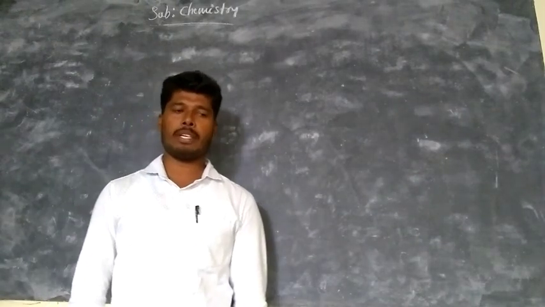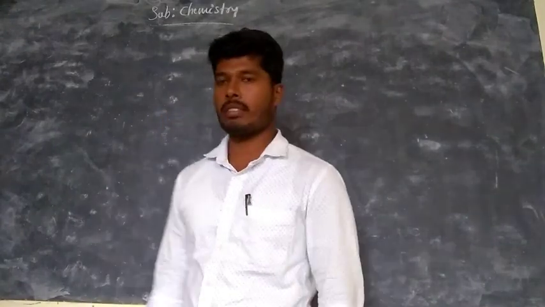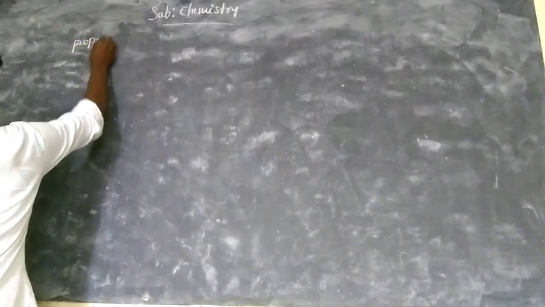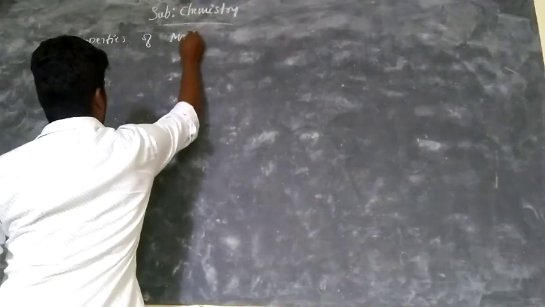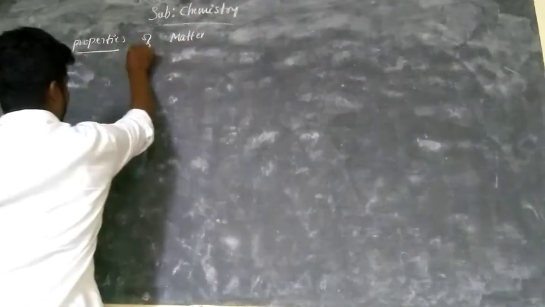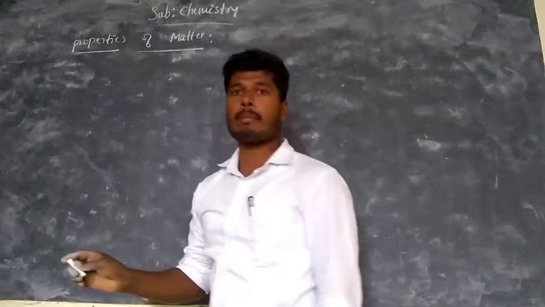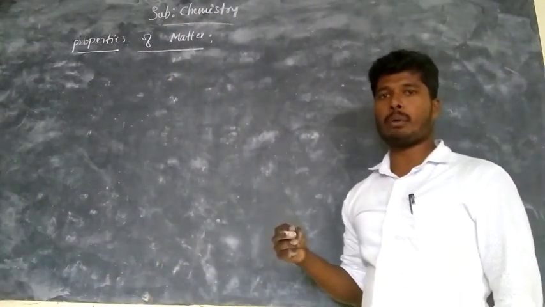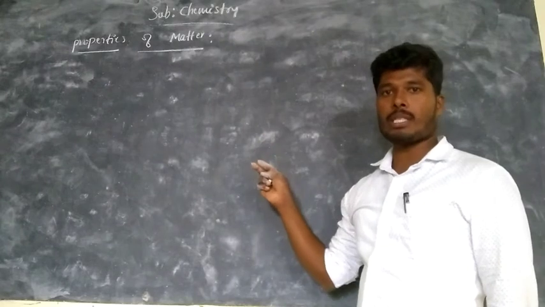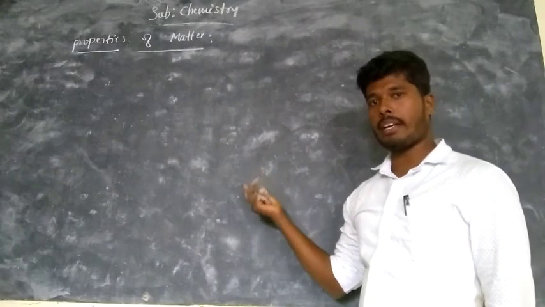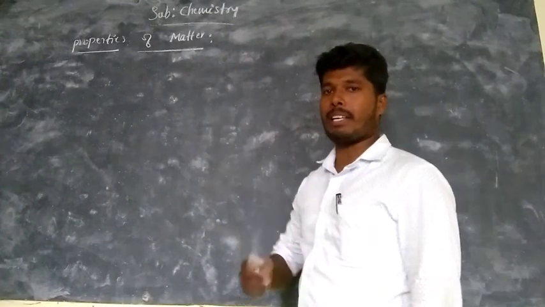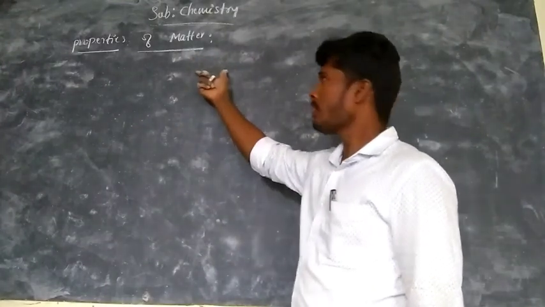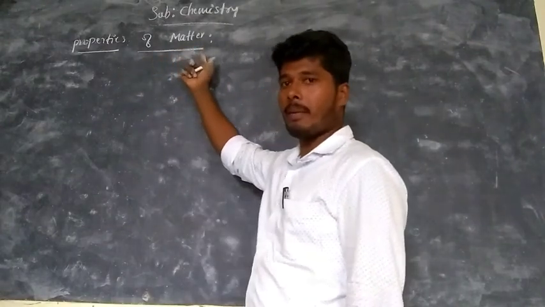The next concept is properties of matter. You already know matter is classified into basically two types, and those are again classified into two types, and you know their definitions and everything in detail. Next, we are going to study the properties of matter.